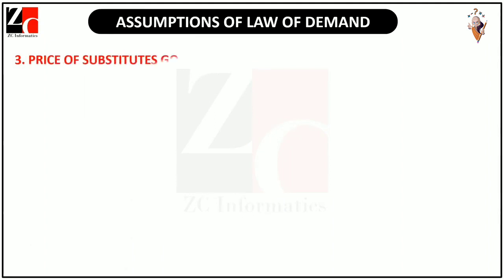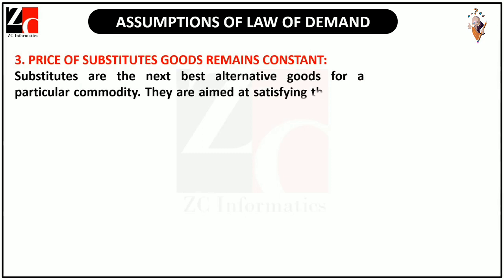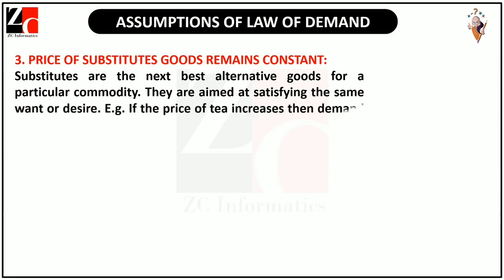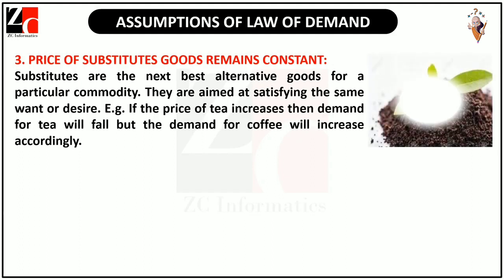Prices of substitute goods remain constant. Substitutes are the next best alternative goods for a particular commodity. They are aimed at satisfying the same want or desire. Example, if the price of tea increases, then demand for tea will fall, but the demand for coffee will increase accordingly. It is assumed that the prices of substitutes remain unchanged. Any change in the price of the substitute will affect the demand for the commodity.